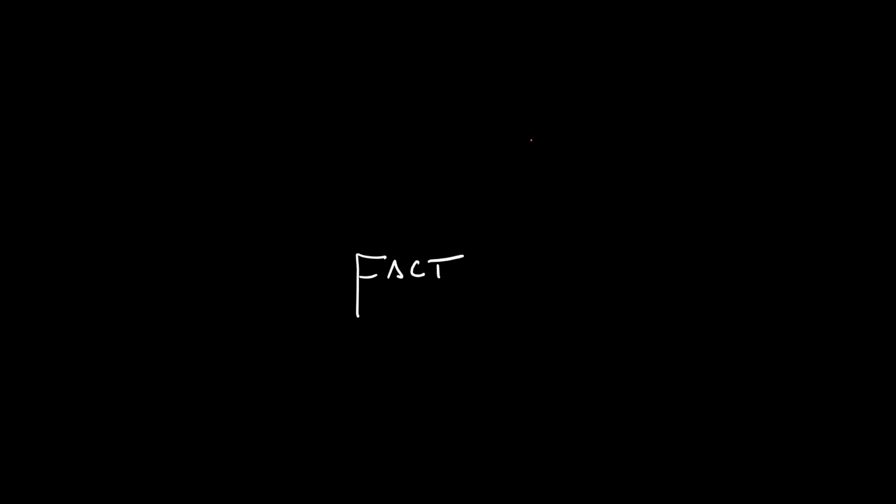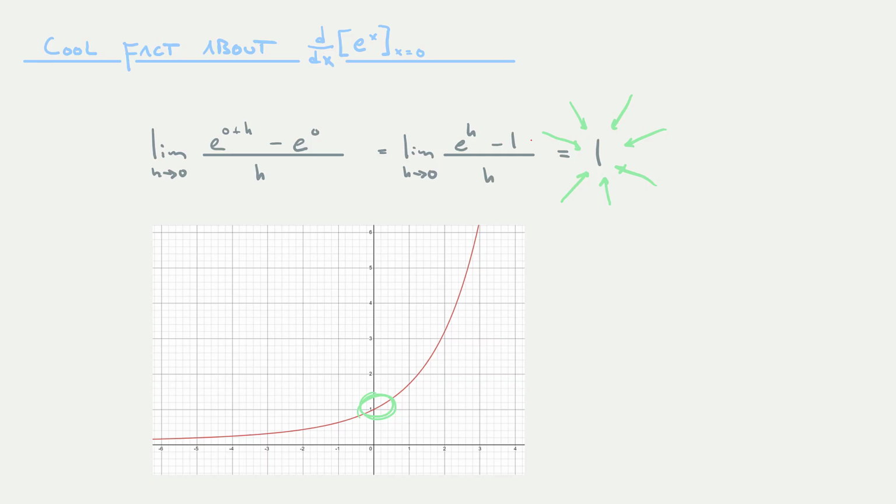Hey, here's a cool fact about the slope of y equals e to the x at x equals 0. It's 1. The limit as h approaches 0 of (e to the 0 plus h minus e to the 0) over h, which is equal to this thing here, is just 1. As evidence, for justification, I'm just going to use the graph of (e to the x minus 1) over x in this case, which you can clearly see has a limit of 1 at 0.